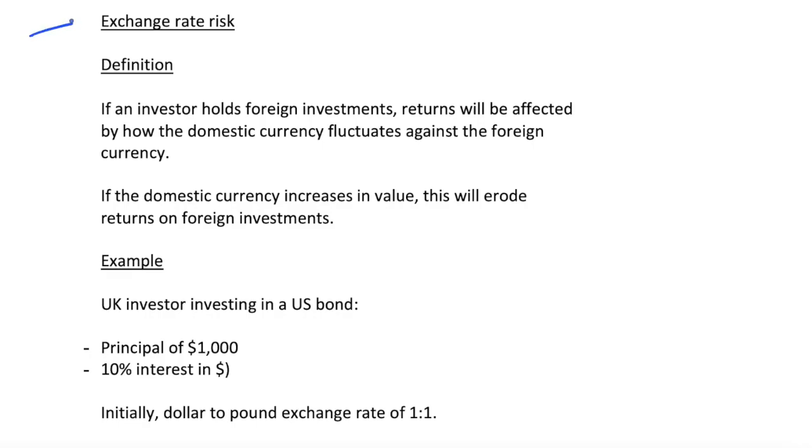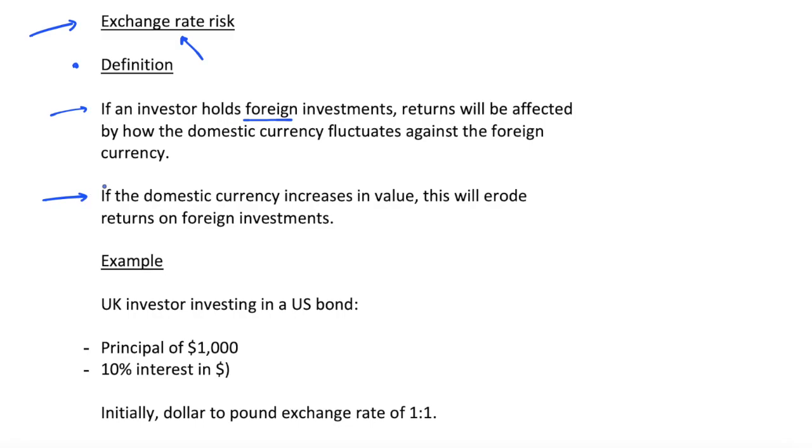Hi, in this video we'll be looking at another source of risk in financial assets, and this will be exchange rate risk. So what is exchange rate risk? Well, if an investor holds foreign investments, returns will be affected by how the domestic currency fluctuates against the foreign currency. So we're only really interested in foreign investments here, and we're obviously looking at how our exchange rate is going to change, hence the name exchange rate risk. And this should make a bit more sense when we look through an example shortly.